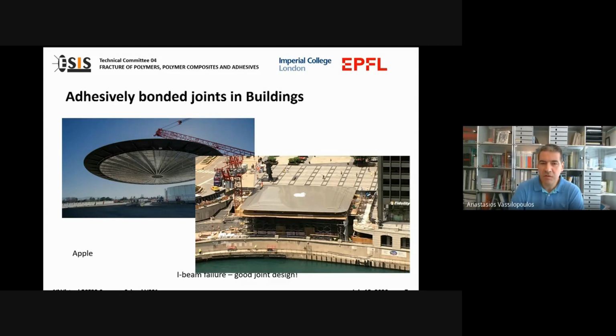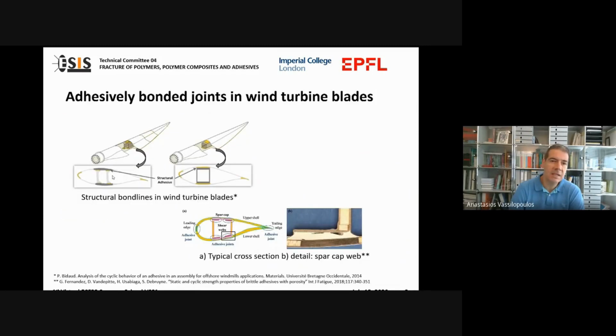So a lot of applications in buildings, a lot of applications in bridges, a lot of applications, again, of adhesively bonded joints in wind turbine rotor blades. Here I have a couple of examples. You can also see the references where I took these photos, for those that need to find more details.